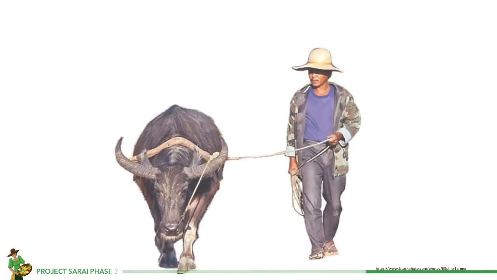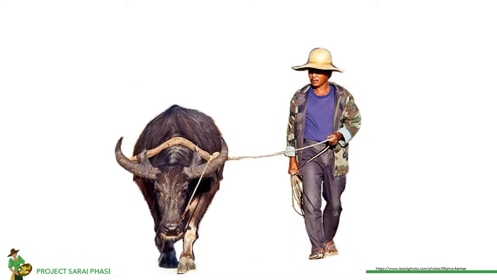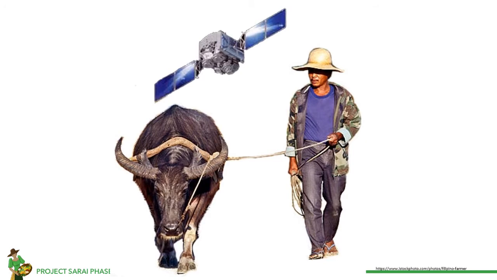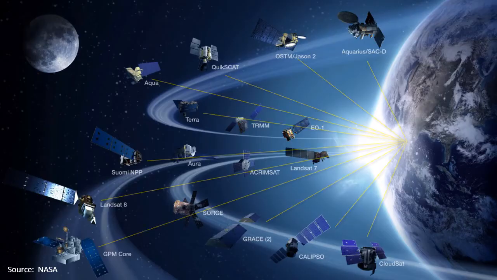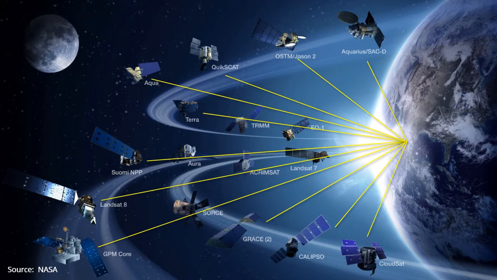When we talk about agriculture, we can think of a farmer with his ever-reliable friend, his carabao. Now, we want to introduce a new friend to him, the satellite. Unknown to the farmer, he is being watched by the satellite from above. And it's not only one, but many of them are looking at the farmer's field.